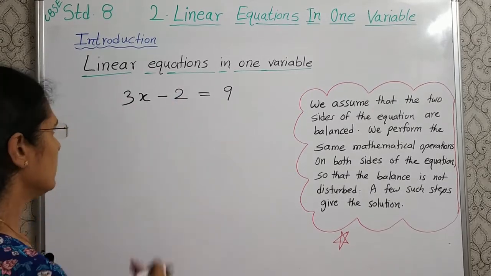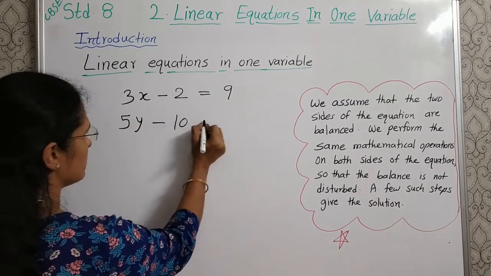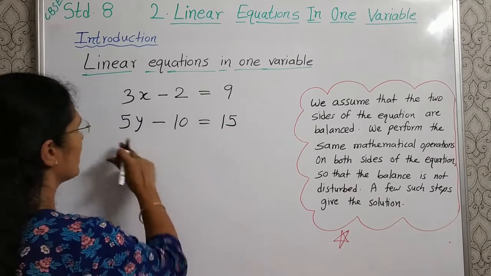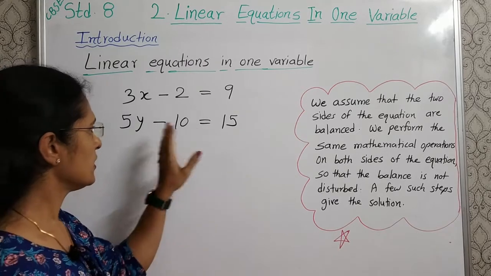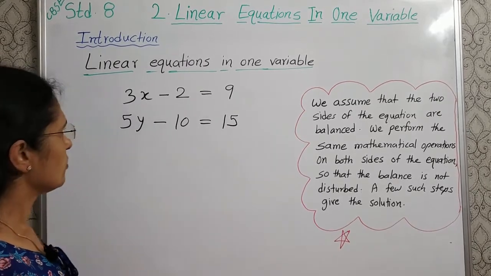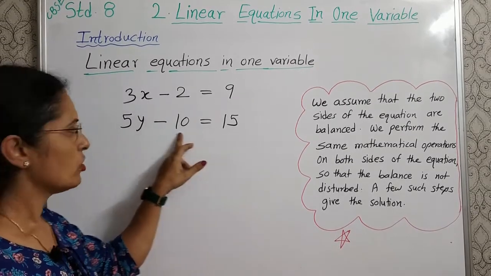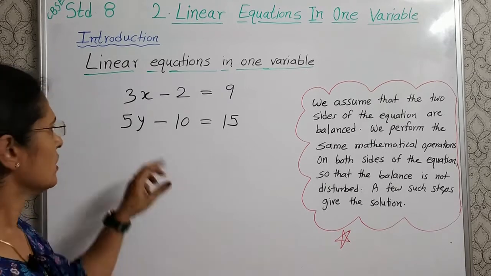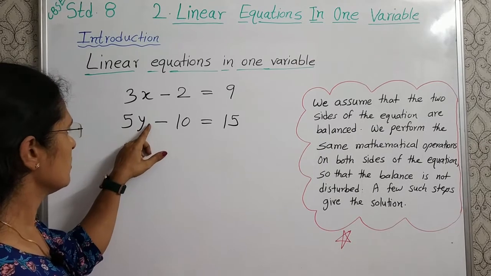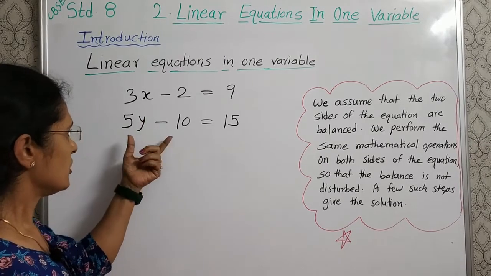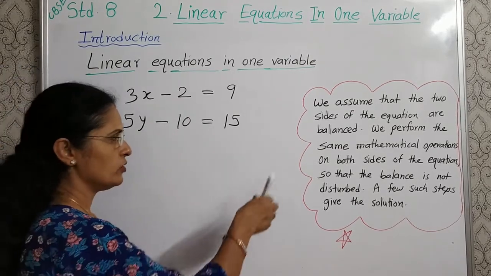We'll take one more example, like 5y minus 10 is equal to 15. This is also linear equation in one variable. Here linear expressions are there in the LHS and RHS part of this equation. Equality sign is there. Now how to find solution of this equation? Solution, it means what is the value of y? What value we can substitute here and solve the LHS part, and that will be equal to RHS part.